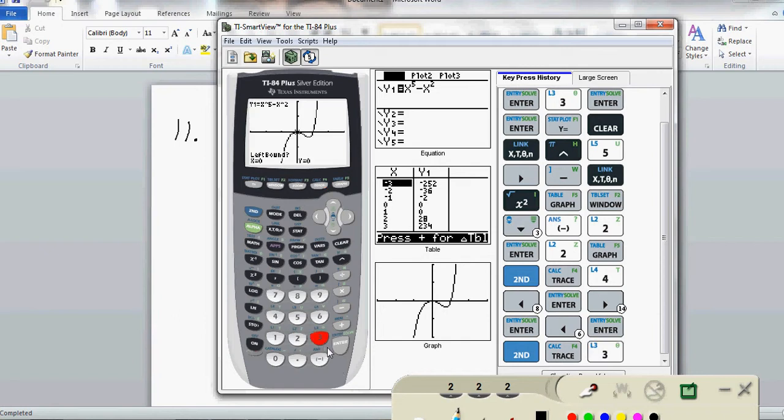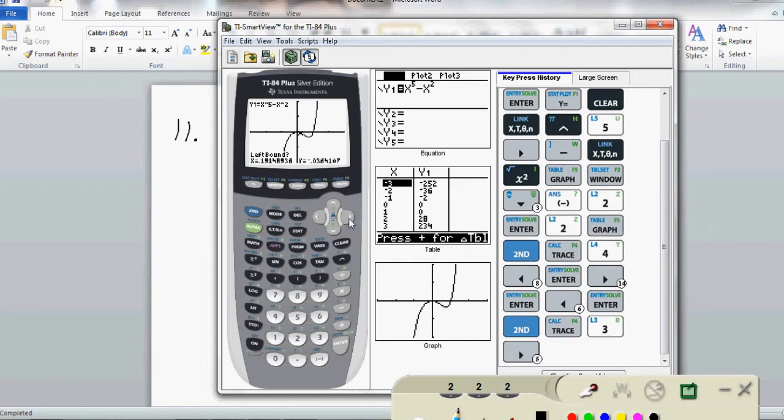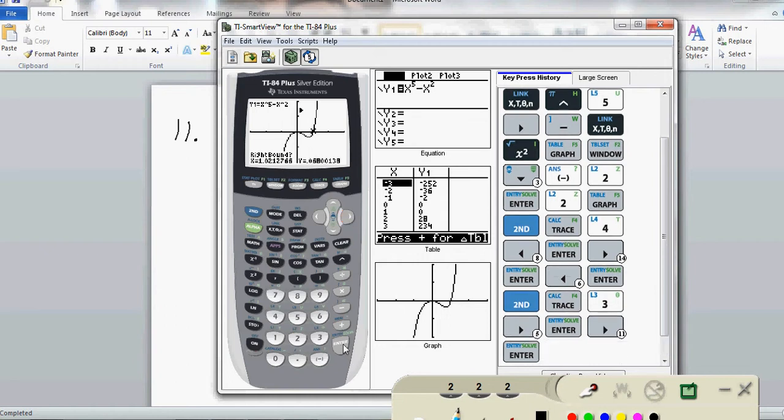I want the minimum, which is option number 3. And once again, it's going to ask, I need to go to the left of this spot right here. So I'm already there. I'm going to go a little bit closer. So there, I'm slightly to the left. Then it asks for a right bound, so I'm going to go slightly to the right of that minimum. And then it asks for a guess.